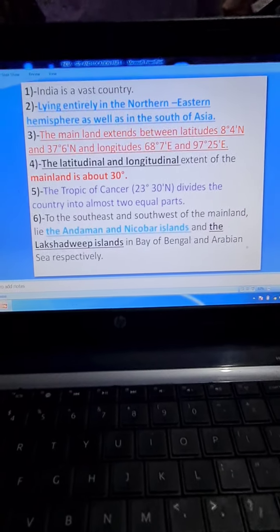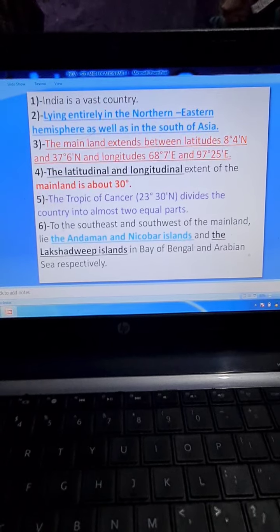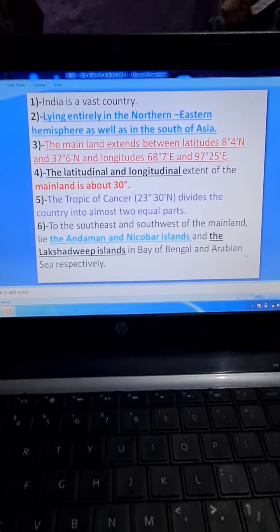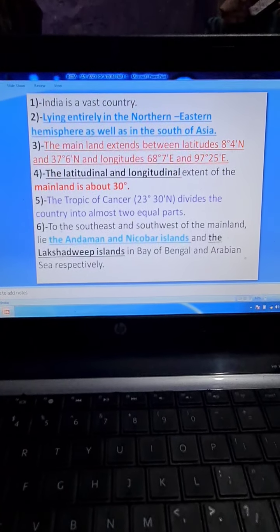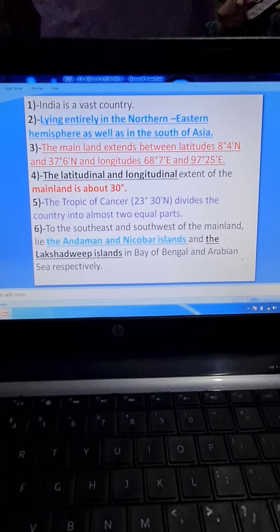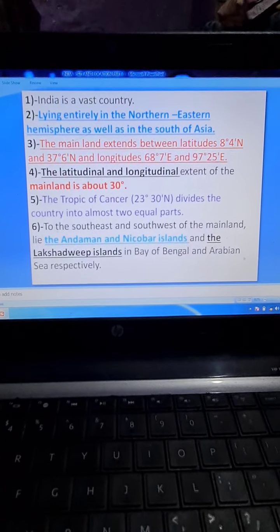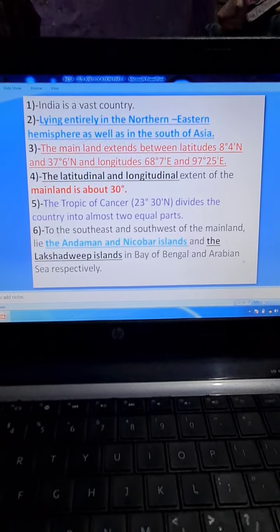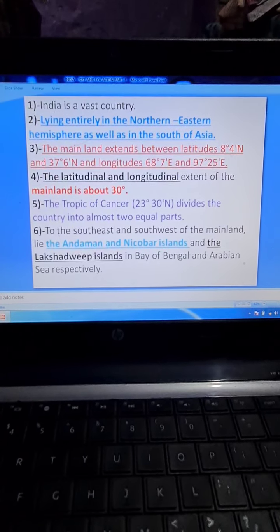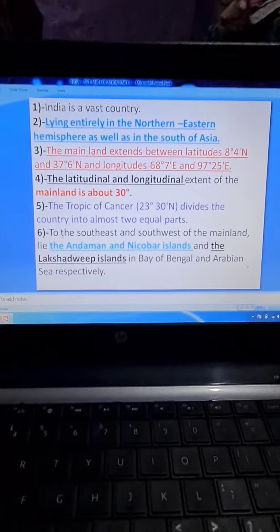Now let's discuss according to the facts which have been given. The first one given: India is a vast country in reference to area as well as population. Now the second point is given: India lies entirely in the northern eastern hemisphere as well as in the south of Asia.